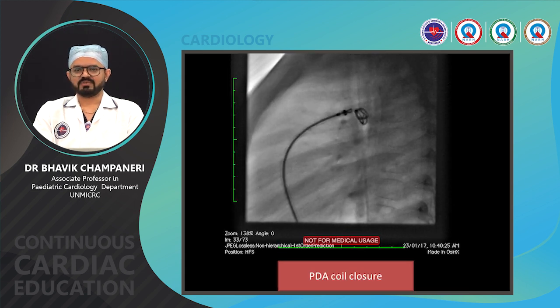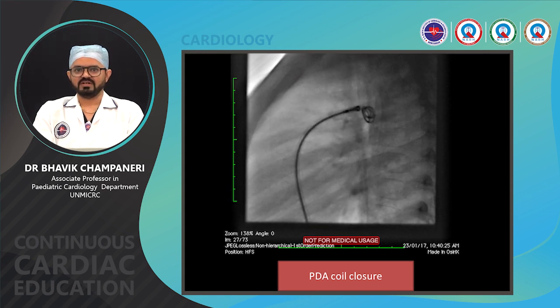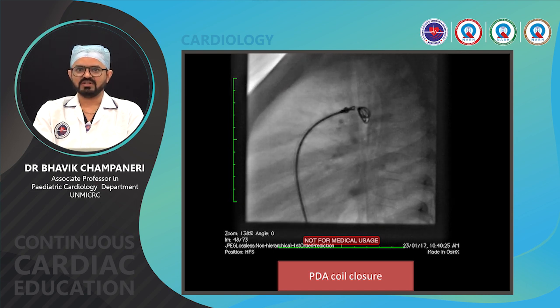This is another example where the patent ductus arteriosus is being occluded with a coil. Here the coil is being captured by a bioptome, and through the bioptome the coil is being deployed across the ductus arteriosus, completely occluding it.